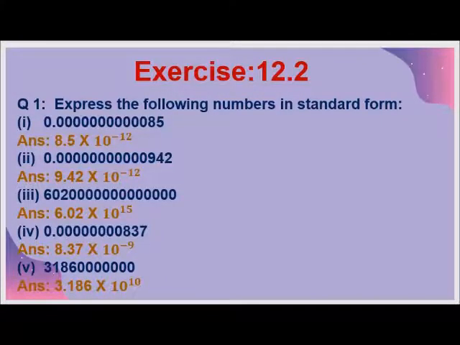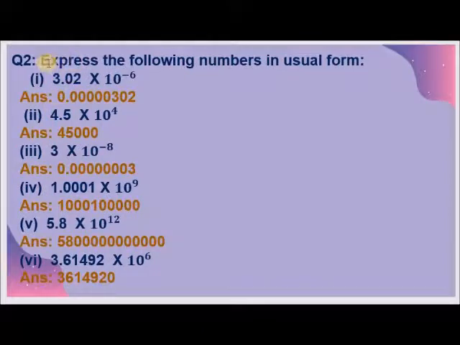Now our second question is, express the following numbers in usual form. Usual form means normal form. So here we have the numbers in standard form, and we have to write these in the usual form. So 3.02 multiplied by 10 raised to the power minus 6. Here our exponent is negative. So what we will do, if our exponent is negative, then we have to shift this decimal point towards our left side.